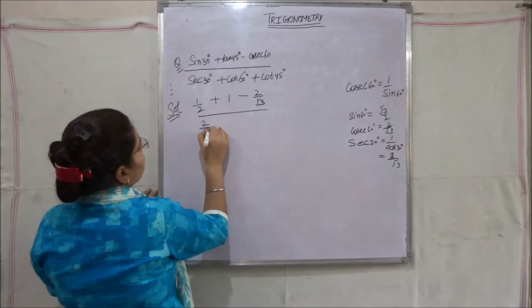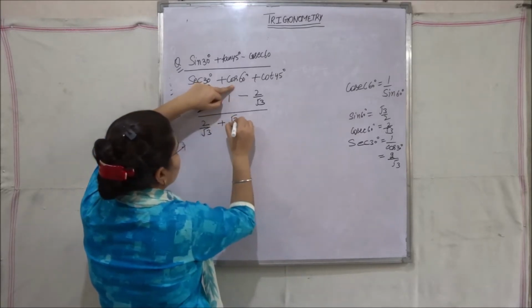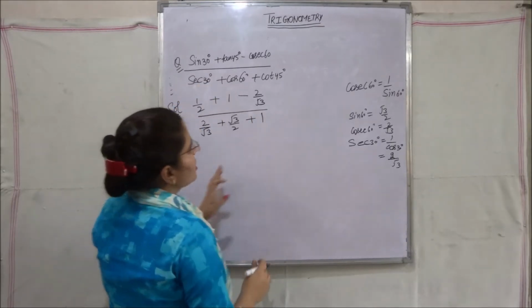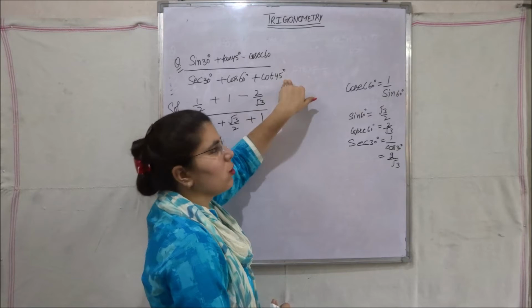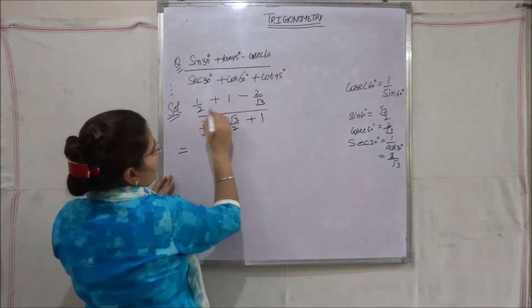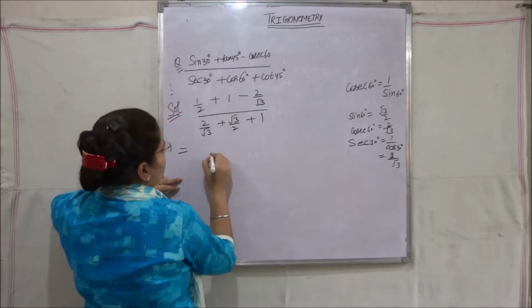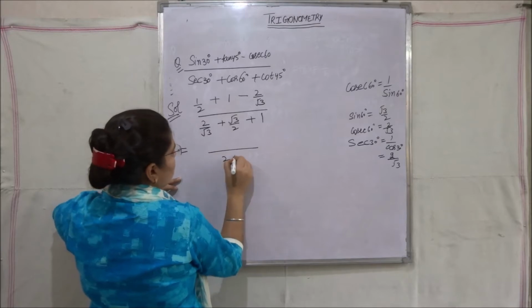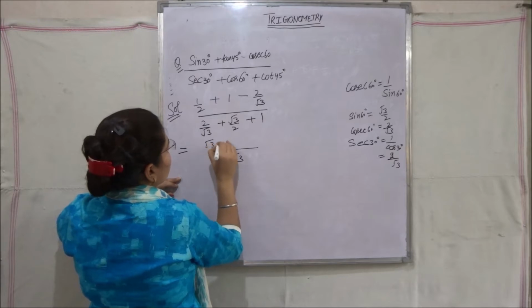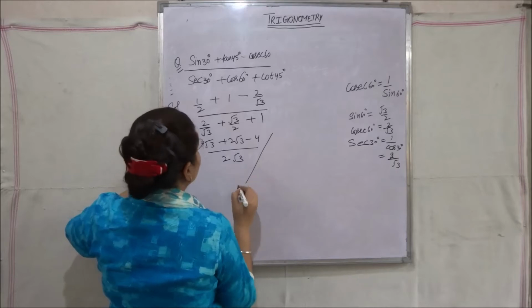2 by root 3 plus cos 60. Cos 60 was 1 by 2 plus cot 45 was 1, because tan 45 equals 1 upon cot 45. Now taking LCM on the numerator as well as the denominator. 2 root 3 plus 2 root 3 minus 4 over.